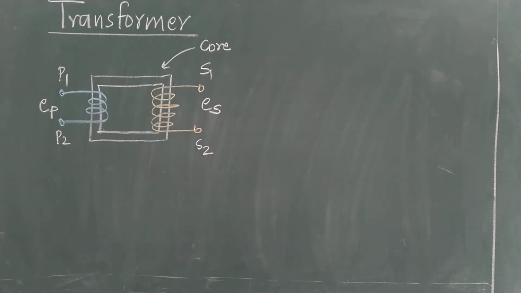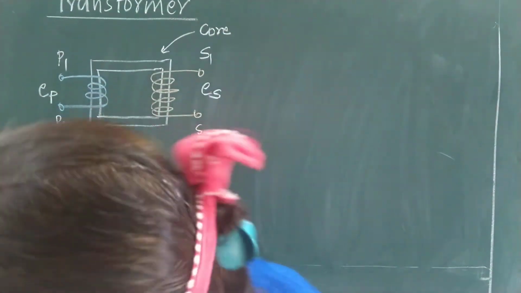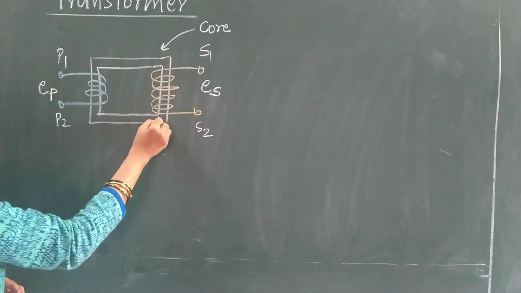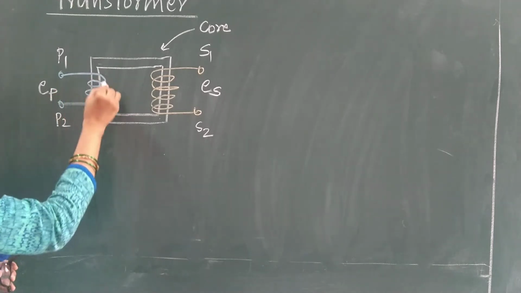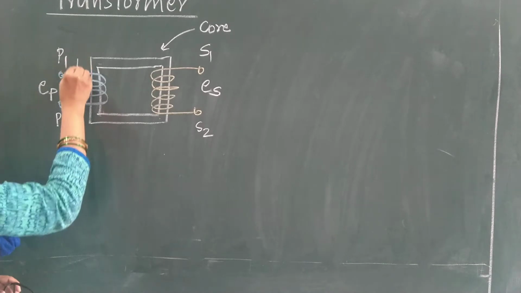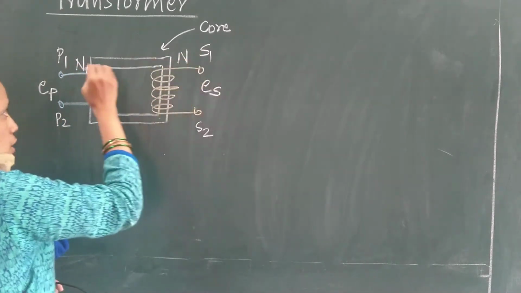Okay, today we are going to see the next device, which is called a transformer. So already I have drawn the diagram of the transformer. This transformer consists of this rectangular type of core, and over that core I have wound two coils. The first coil has number of turns N1, and the second coil has number of turns N2.